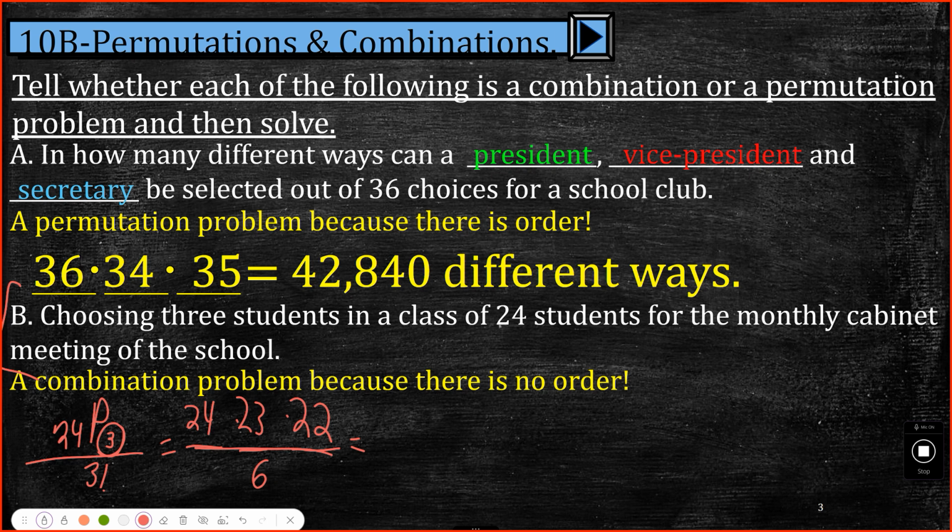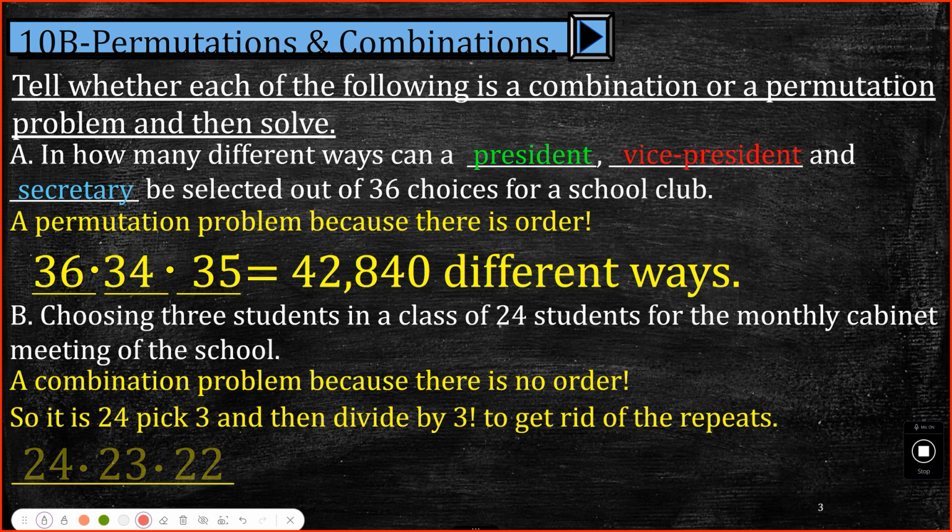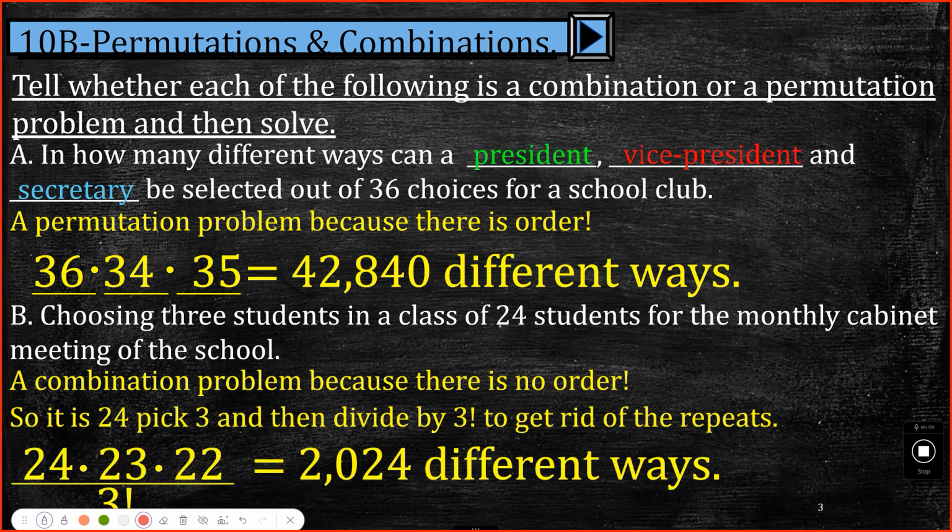What is it? And the answer is 2024 different ways. And that is the lesson for today again. Pretty much that's it. So know how to differentiate between permutation and combination.